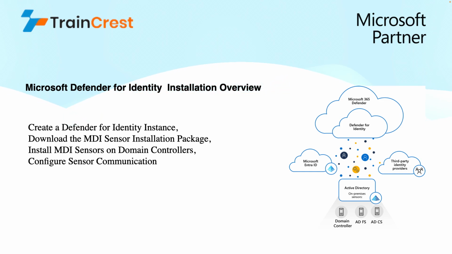In downloading the sensor, the package can be used on all the domain controllers. We install the MDI sensors on domain controllers. Then we configure the sensors' communication. In this communication, we have to enable the connectivity between the sensor and the service by opening required ports or configuring the proxy. We need to verify that the installed MDI sensor can communicate successfully with the cloud-based MDI service over the internet. The proxy related configurations we will look into.